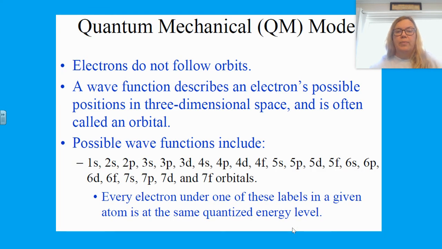But that gets us to the quantum mechanical model. And the quantum mechanical model shows us that these electrons actually do not follow these 2-dimensional orbits. Instead, a wave function describes an electron's possible positions, and it's also called an orbital. So I know that's really confusing because we think of an orbital being like Bohr's model, but this is also called an orbital, but it's more of a 3-dimensional orbital. Now, these wave functions include things you already know: 1s, 2s, 3d, 4p, 6p, all of these that you already know. So every electron under one of these labels in an atom is at the same quantized energy level.